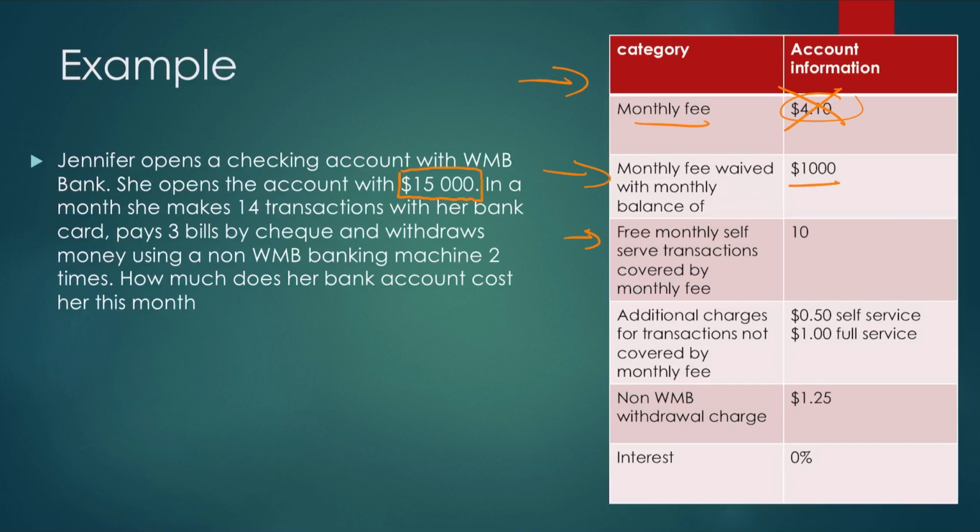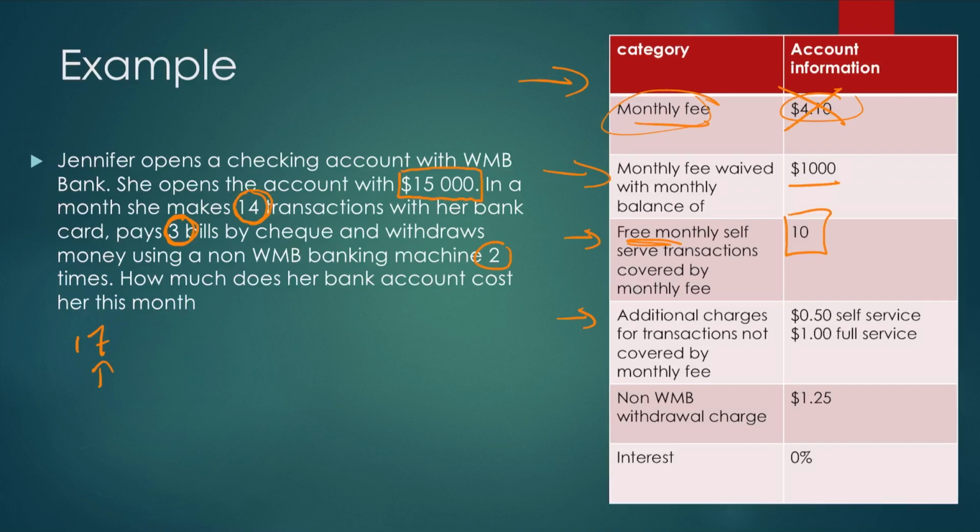Next is free monthly self-serve transactions covered by the monthly fee. So saying, well, you're paying this fee. She doesn't have to, but by having the account that month, they're going to give you 10 free transactions. Let's see how many she has. She has 14 transactions here with her bank card, and then 3 bills, and then 2 using a non-WMB machine. Okay, so these ones right here, the 14 and the 3, those didn't go through the bank, so those are considered monthly self-serve transactions. So she had 17, so that's going to be over by 7. She only got 10 of those for free.